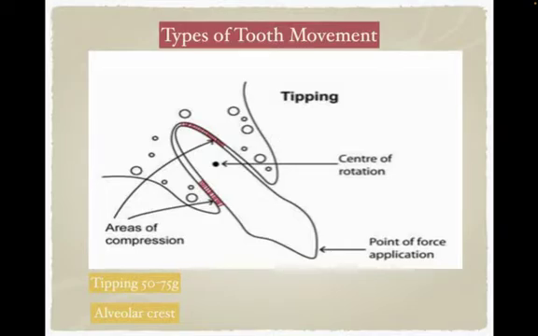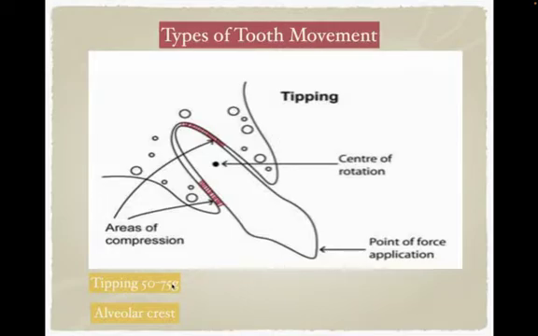So here we have the types of tooth movement. The first one is called the tipping movement. We are applying the force away from the center of resistance. Now the crown will move in one direction, while the root will move in the opposite direction. We call this tipping movement.